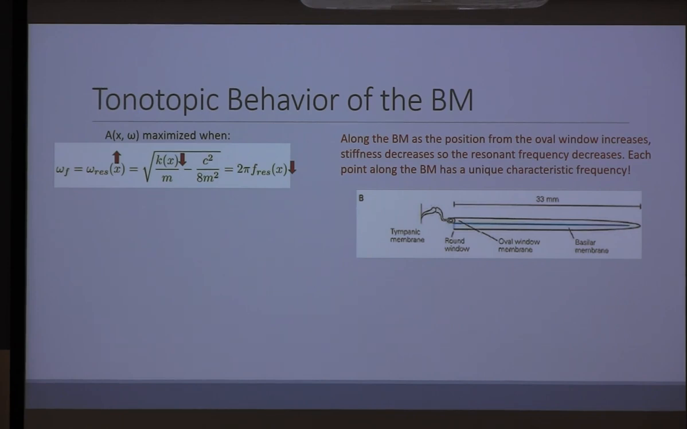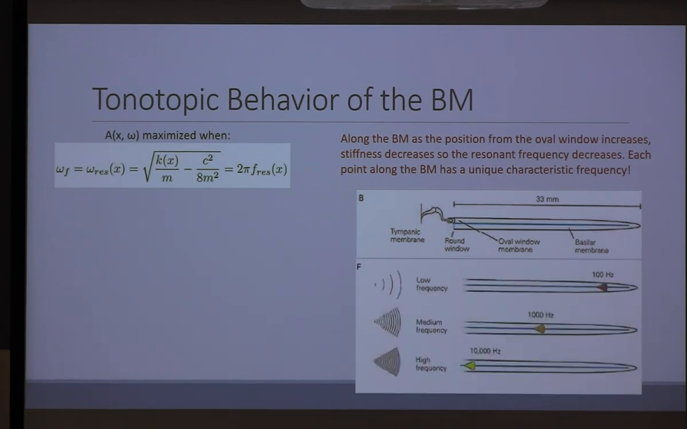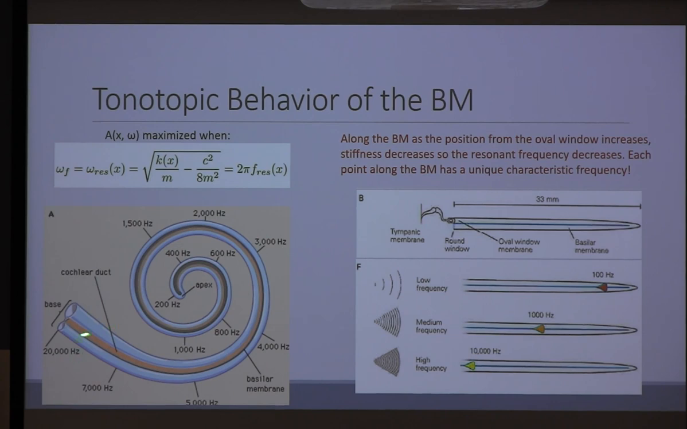If we flip that around, if these are modeled as individual harmonic oscillators, each oscillator has its own characteristic frequency at which a max amplitude will occur. And so you can think about it: if a lower frequency sound comes in, a point further along the basilar membrane will resonate or have a max amplitude. And if it's a higher frequency sound, then an earlier section of the basilar membrane will resonate and have a max amplitude. And you can think about this for the whole continuum of the basilar membrane. This is called the tonotopic behavior of the basilar membrane. I'll come back to this.